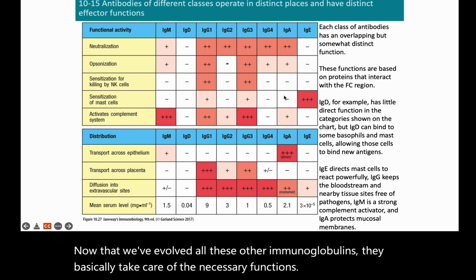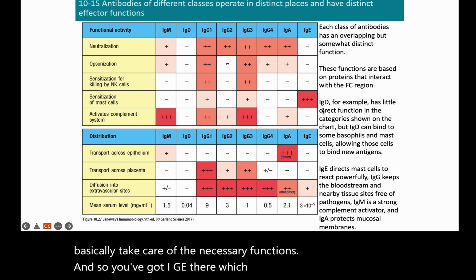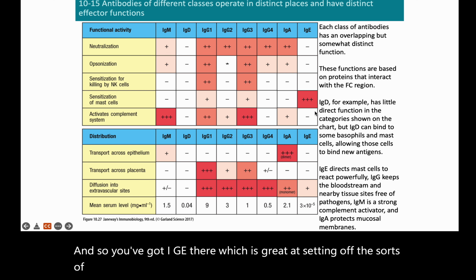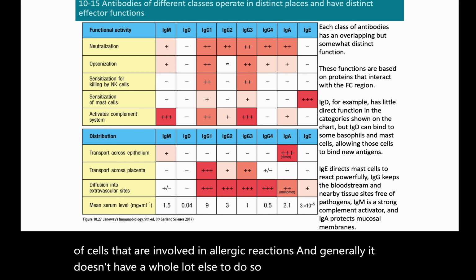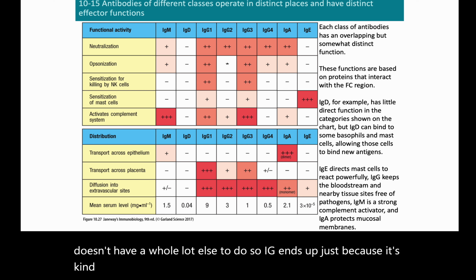And so you've got IgE there, which is great at setting off the sorts of cells that are involved in allergic reactions. And generally, it doesn't have a whole lot else to do. So IgE ends up, just because it's kind of lacking some other fundamental purpose, being the thing that's most associated with allergy.